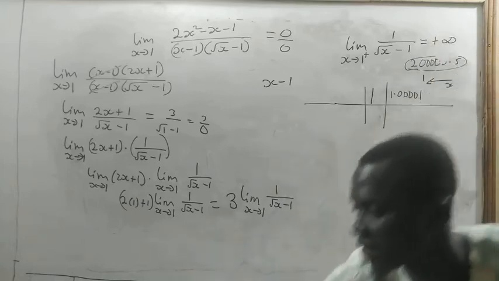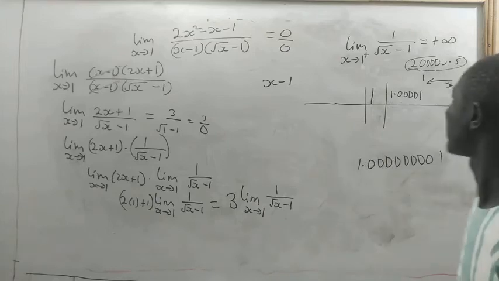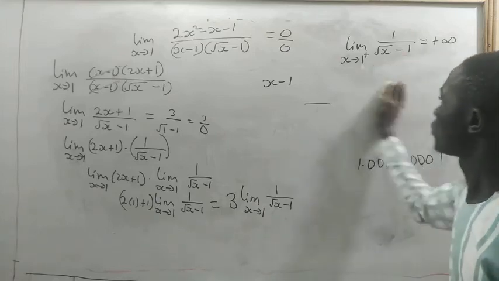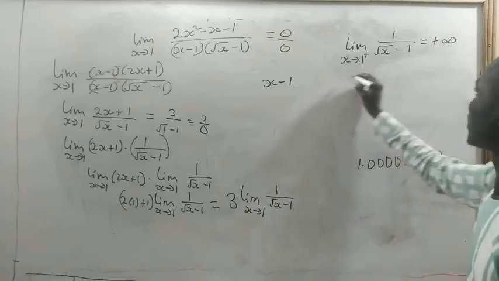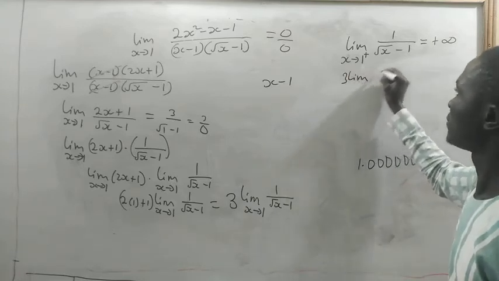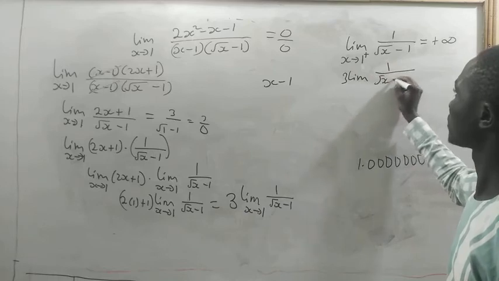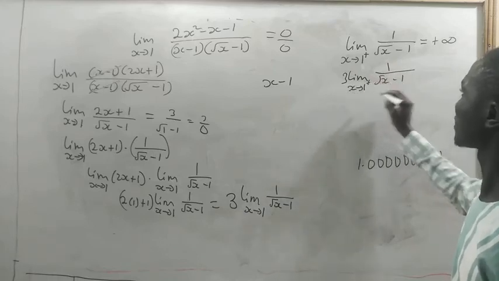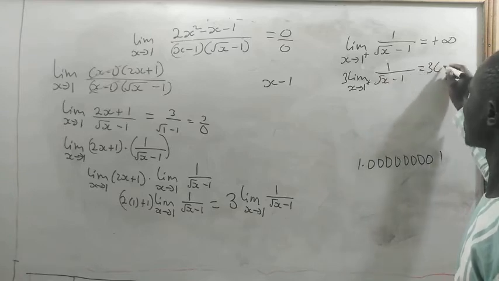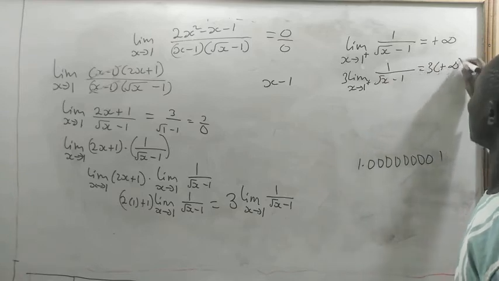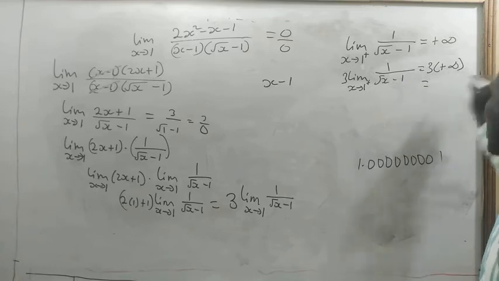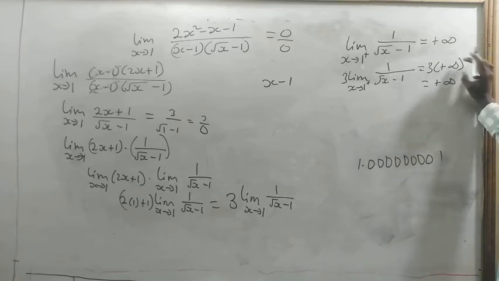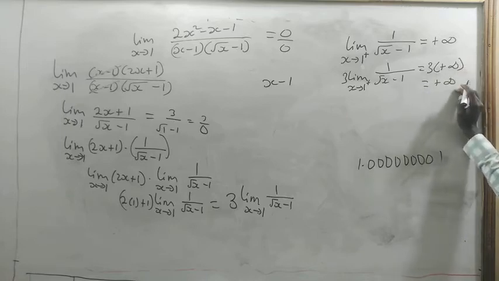Now, but we have 3 times the limit. So what do we say? We are going to have 3 times the limit of 1 divided by square root of x minus 1 as x approaches positive 1 from the right, equal to 3 times positive infinity. And 3 times a very large positive number will still give us a very large positive number.